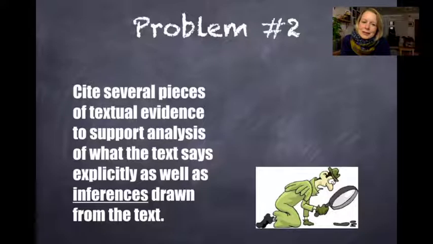Problem number 2 is tied to the following standard. Cite several pieces of textual evidence to support analysis of what the text says explicitly, as well as inferences drawn from the text. Remember our video with Ms. Dalton and I being detectives looking for things we could find out about Mr. Gardner and Mr. Hamio. We were making educated guesses based on the evidence we saw.